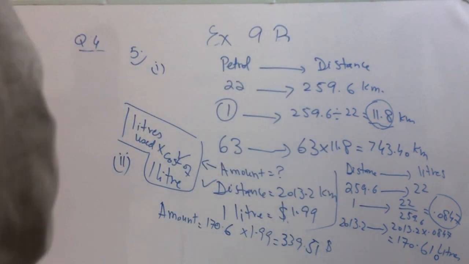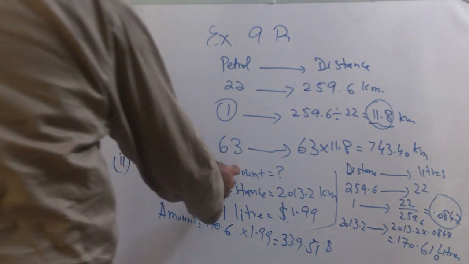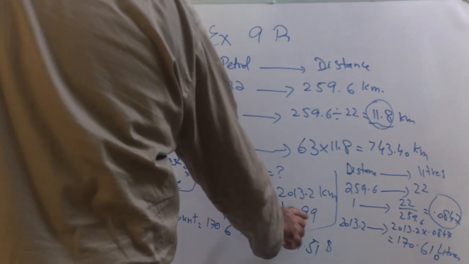I'll recap again because maybe you are confused. This is very simple. The amount we don't know, how much to pay. We know the distance. We know the cost of 1 liter.